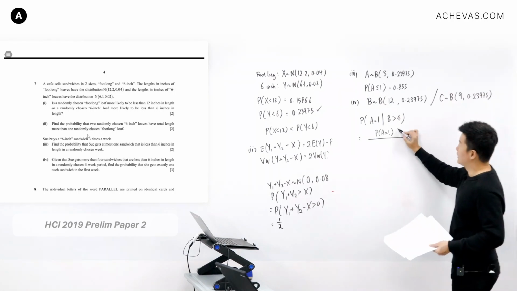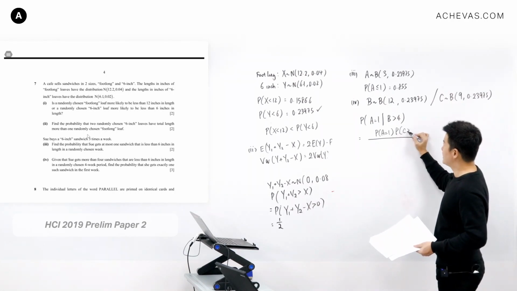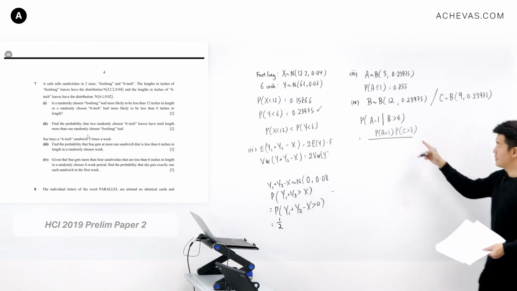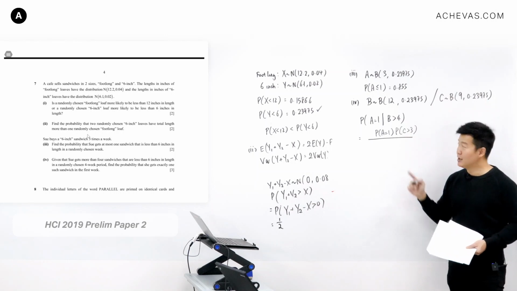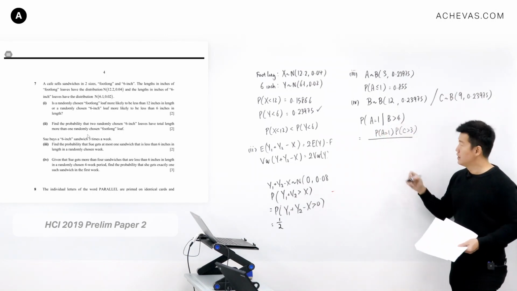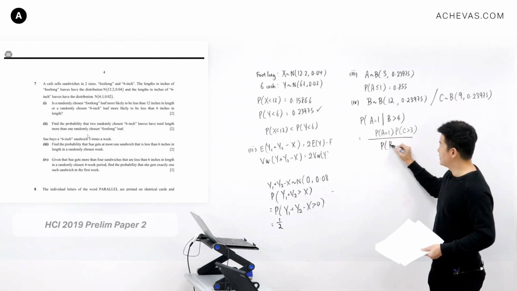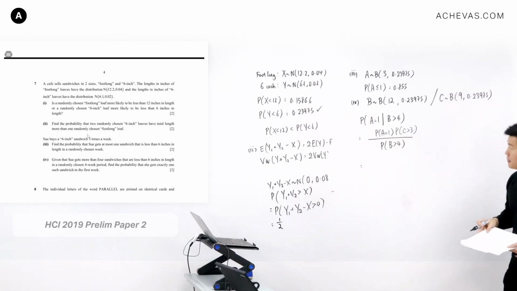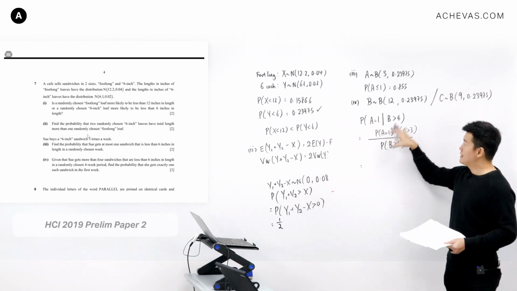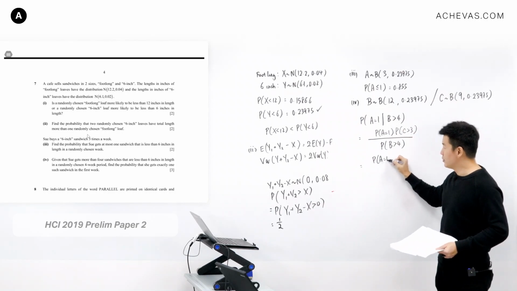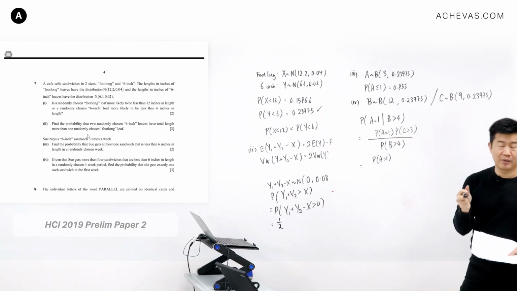So for the next 3 weeks, she must be getting more than 3. Correct? She must be getting more than 3 in order for the total in 4 weeks to be more than 4. Divided by the probability that B is more than 4. This is my conditional probability. So anyway, I'm going to leave it to you to go and calculate your probability. For the numerator, I'm going to calculate the probability by pressing the calculator binomial distribution.